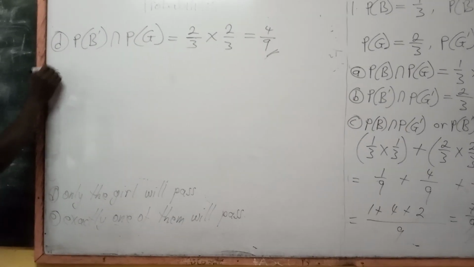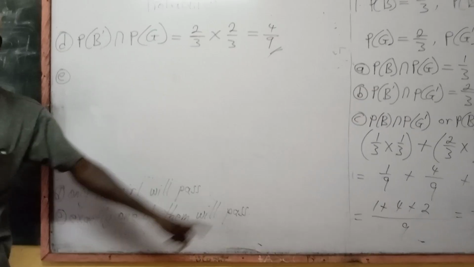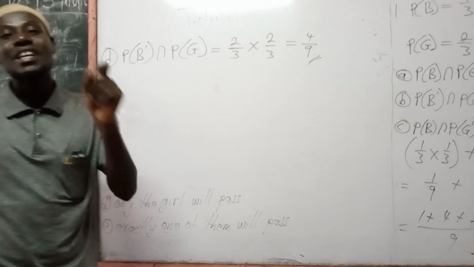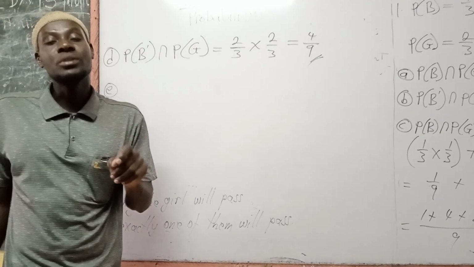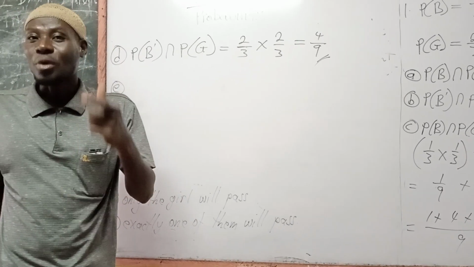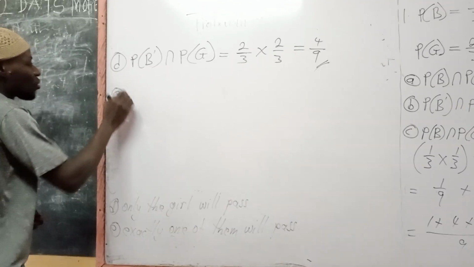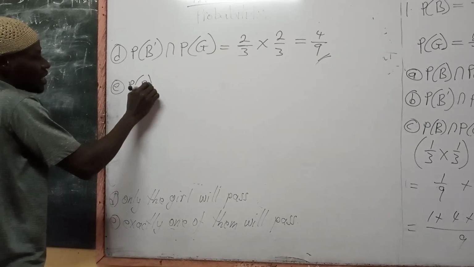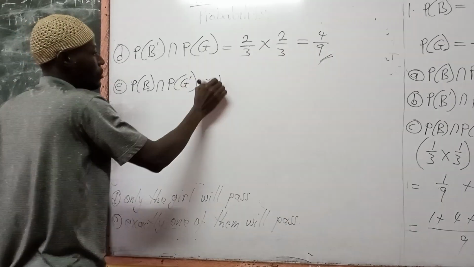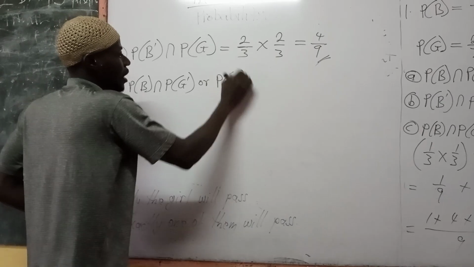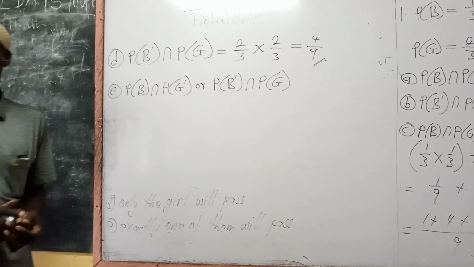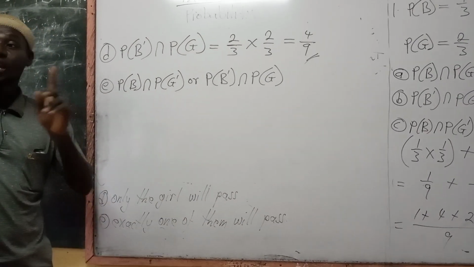Then we have E. Exactly one of them will pass. Exactly one of them will pass means either the probability that the boy will pass and the girl will not pass, or the probability that the boy will not pass and the girl will pass. That's what they meant by finding the probability that exactly one of them will pass.